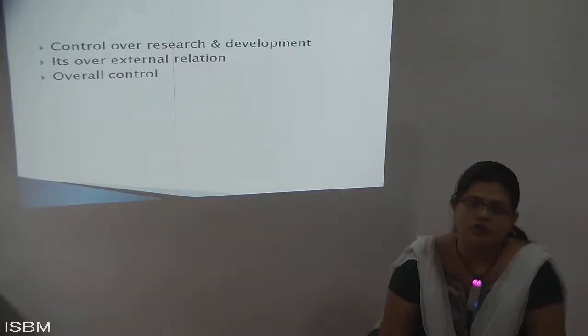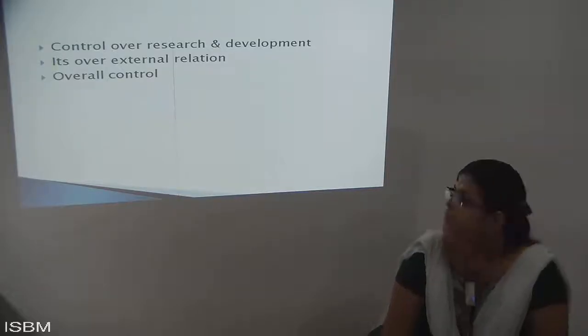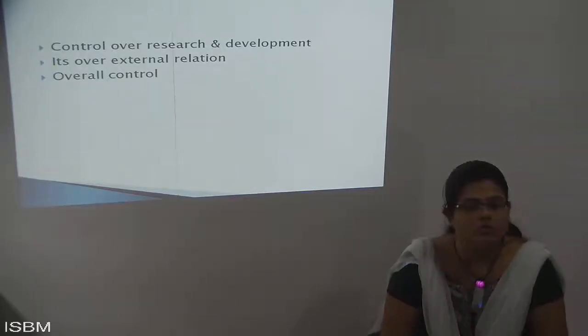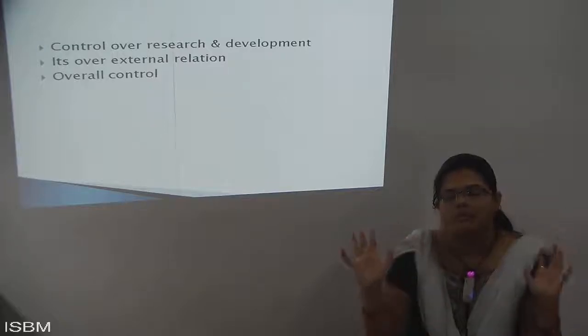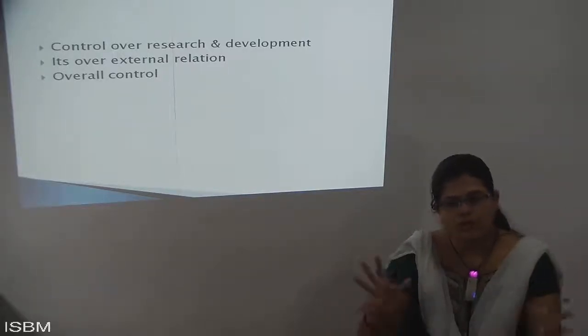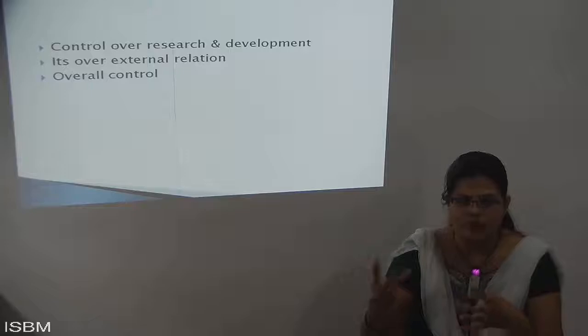Next is control over external relations. External means the outside relations should also be controlled at that time. And next is overall control. Overall means total managerial control. Overall things are controlled according to the management.